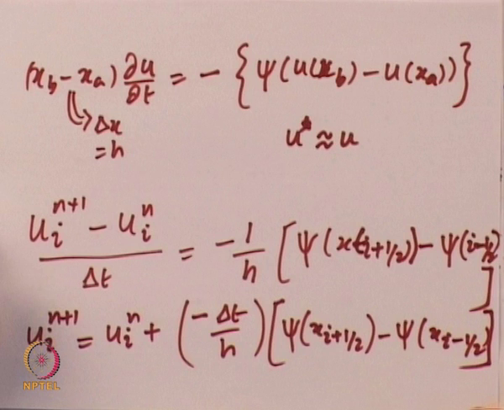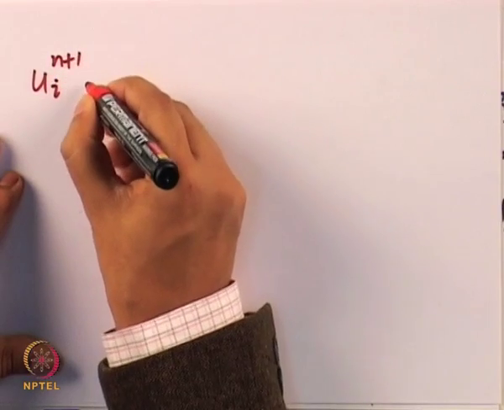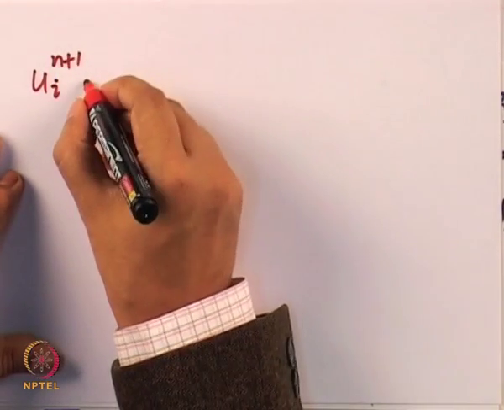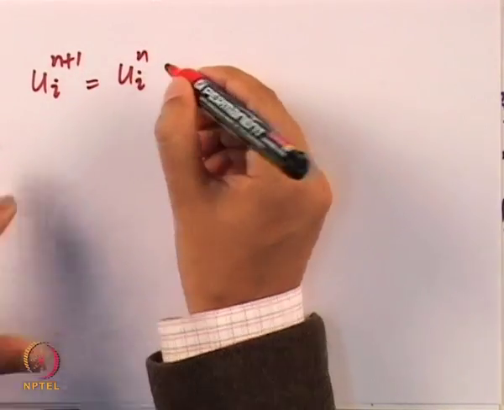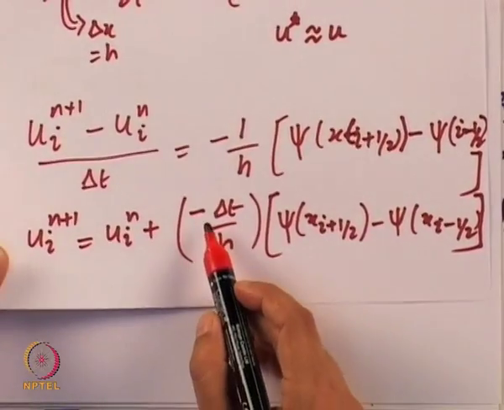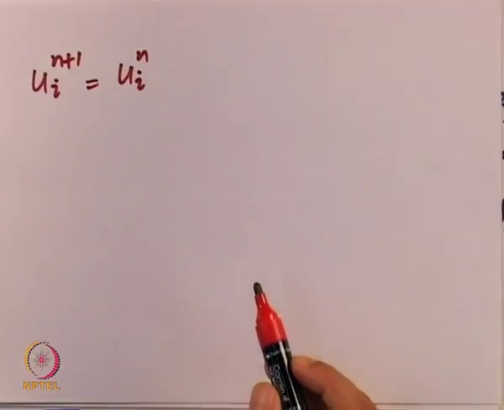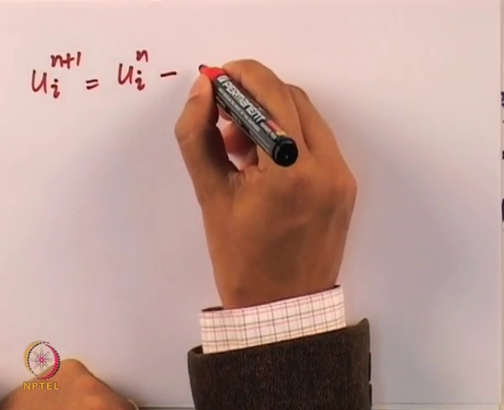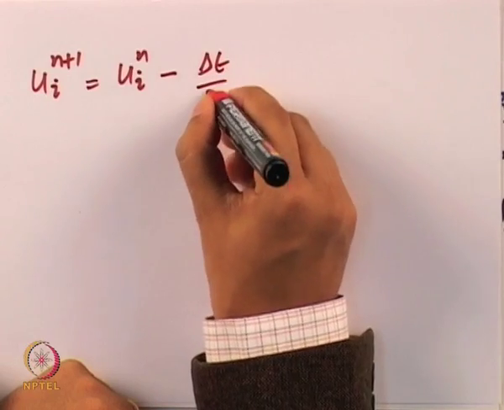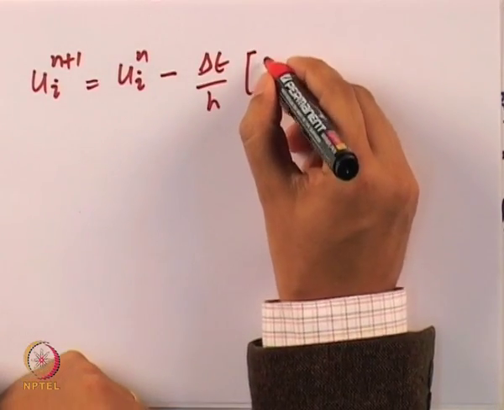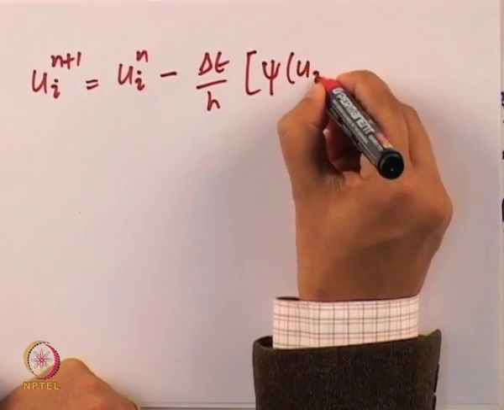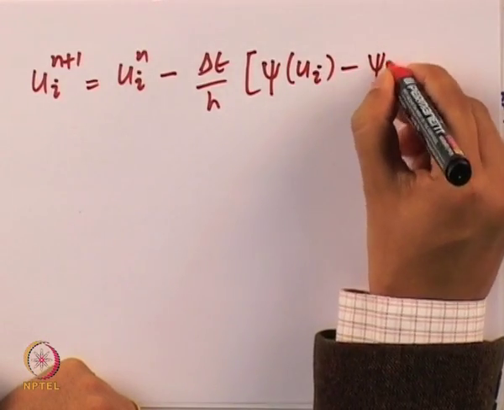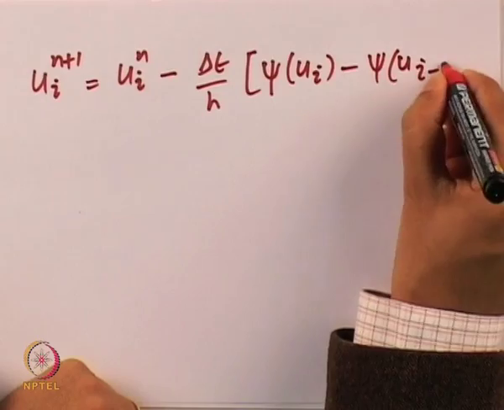So what we get essentially is u of i, n plus 1, is equal to u of i n. So I will take the minus sign which was here outside and write it directly using the minus sign. So I will have minus delta t divided by h. I will simplify it saying phi of u of i minus phi of u of i minus 1.